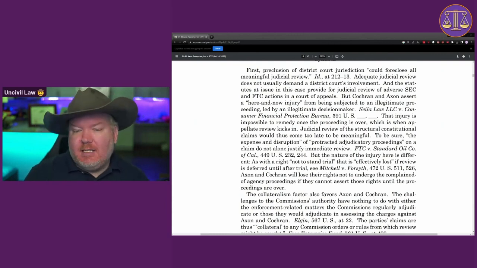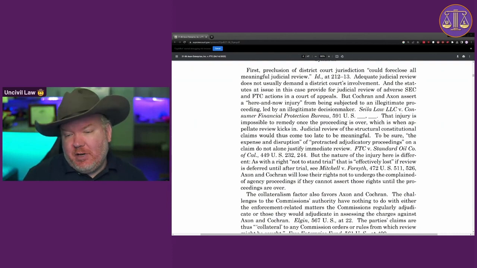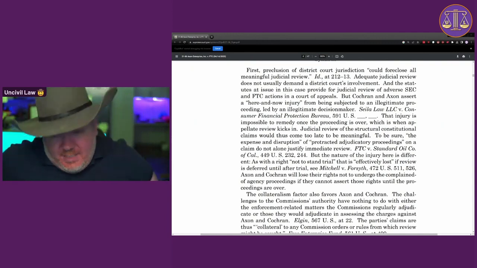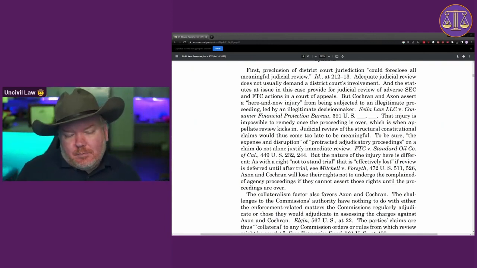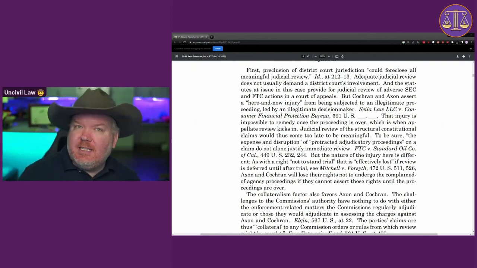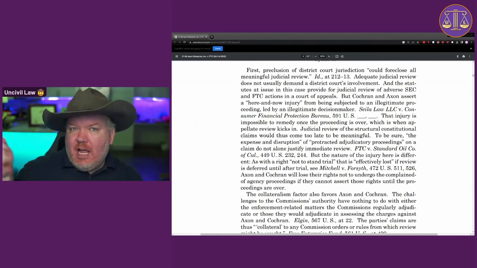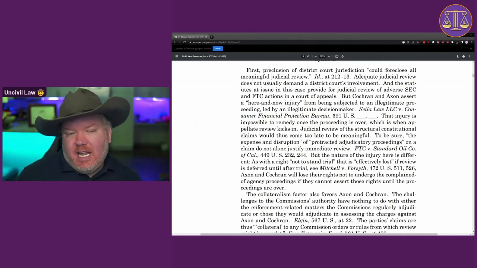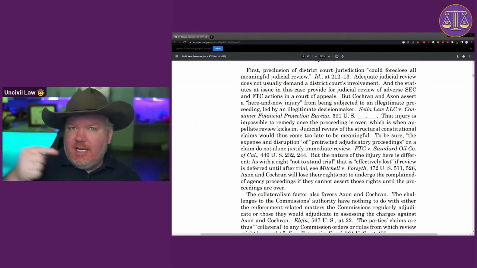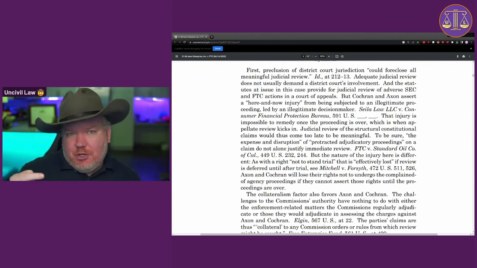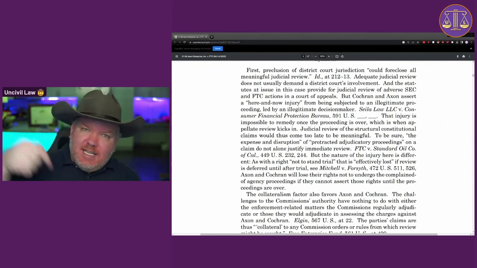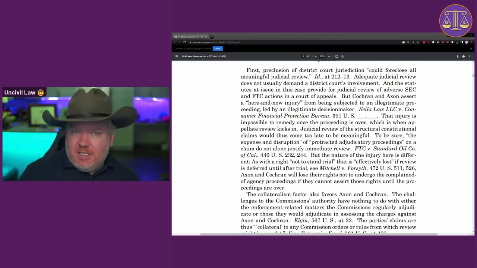But in this particular case, they assert the here and now injury from being subject to the illegitimate proceedings would lead to an illegitimate decision maker. So part of the problem they assert is this is unconstitutional. And so being subject to the proceedings in and of themselves is an injury. So they have sort of this underlying thing that the FTC and FEC wants to adjudicate them on, right? So there is an interest in that issue. But the proceeding itself is now an injury unto itself.